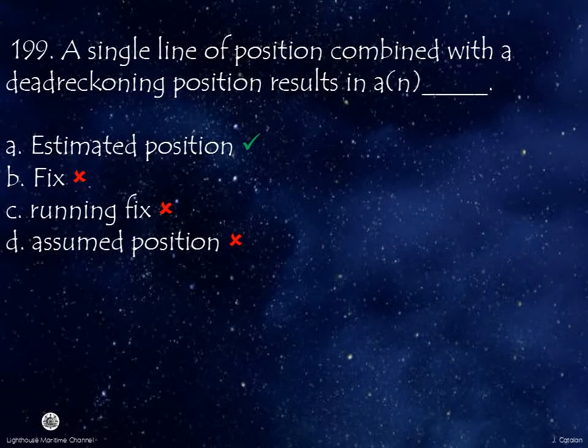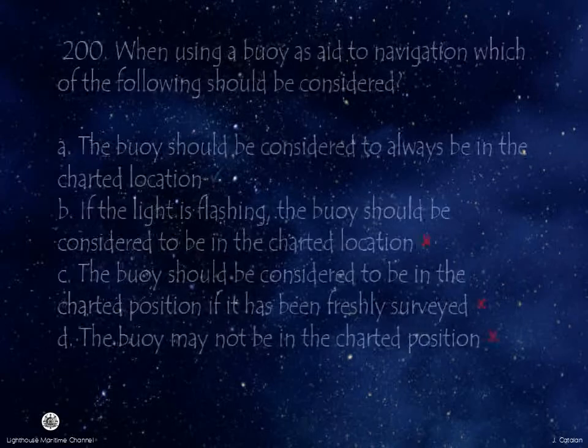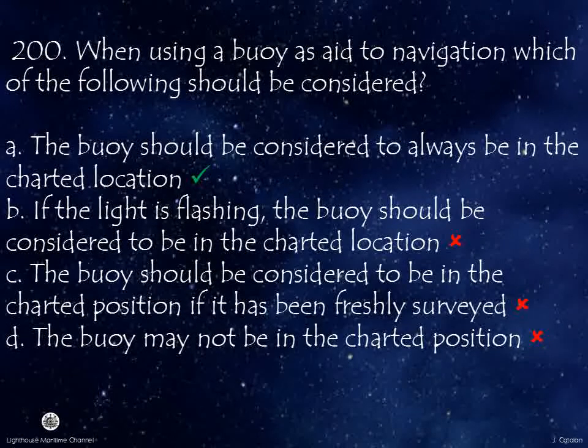Number 199. A single line of position combined with a dead reckoning position results in a what? Answer: estimated position. Number 200. When using a buoy as an aid to navigation, which of the following should be considered? Answer: the buoy should be considered to always be in the charted location.